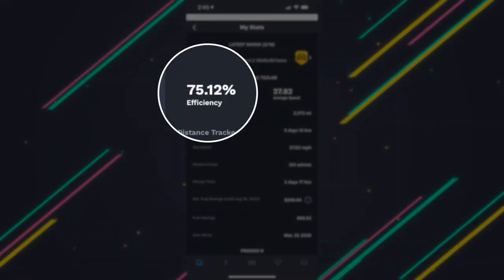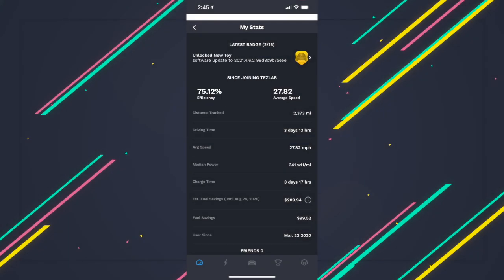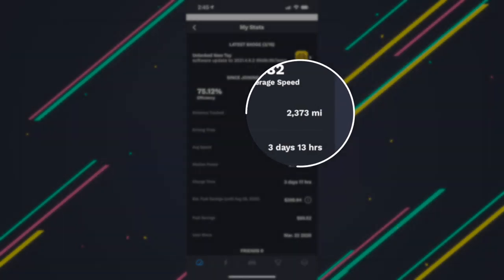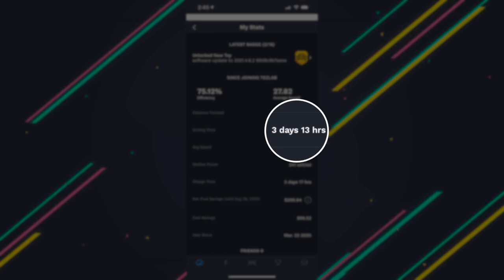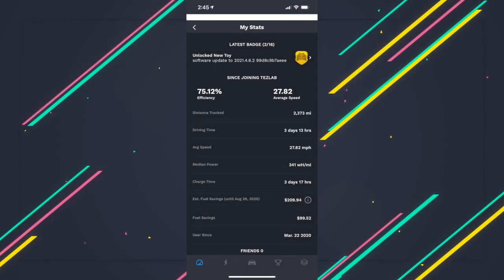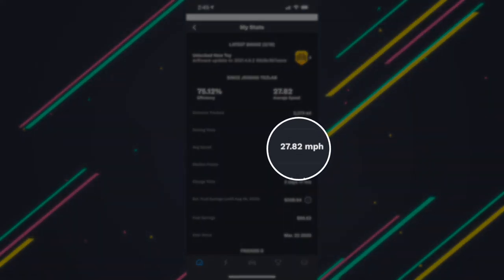So I did mention this earlier, I only put 2,600 miles in 12 months, and this is based upon me not traveling to work, and I really just walked down to my office in my house. So my trip efficiency was 75.12% with an average temp around 64 degrees. Distance, I traveled over 2,300 miles that it tracked. Driving time, 3 days and 13 hours. My average speed, which is true because I wasn't on the highway much, is 27 miles per hour.